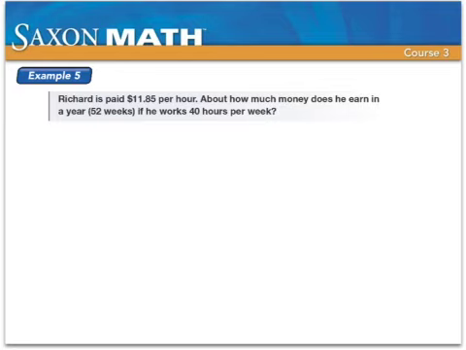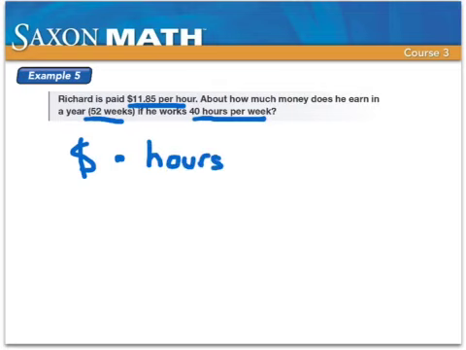Okay, last example. Richard is paid $11.85 per hour. How much money does he earn in a year, 52 weeks, if he works 40 hours per week? Okay, so let's think about what we know here. We know he's paid $11.85 an hour, and we know that he works 40 hours each week, and we know that he's working 52 weeks. So if we take how much he's paid times his hours each week times how many weeks he works, then that should give us how much money he's going to earn for that year.